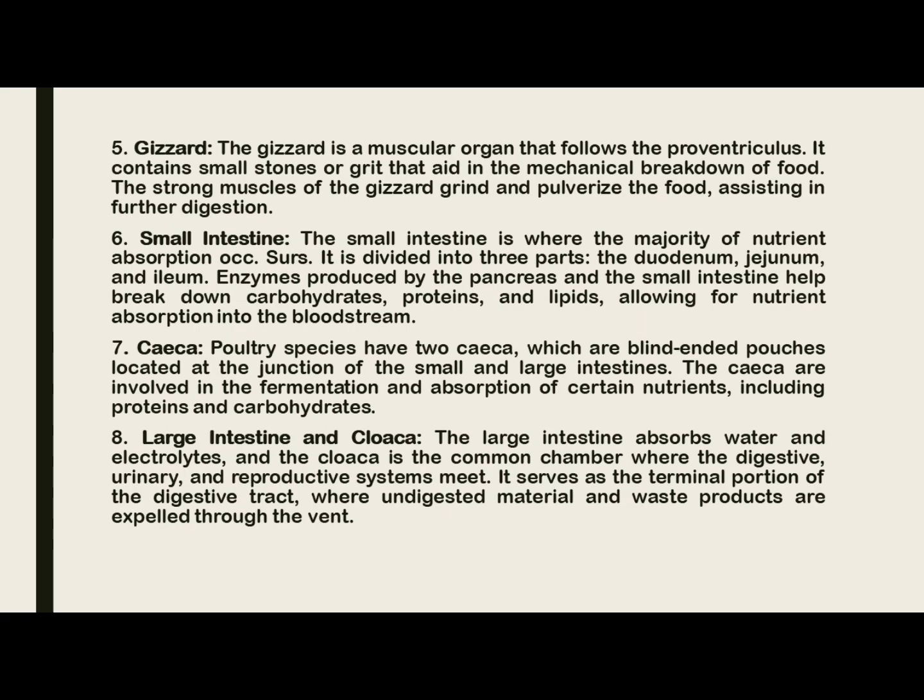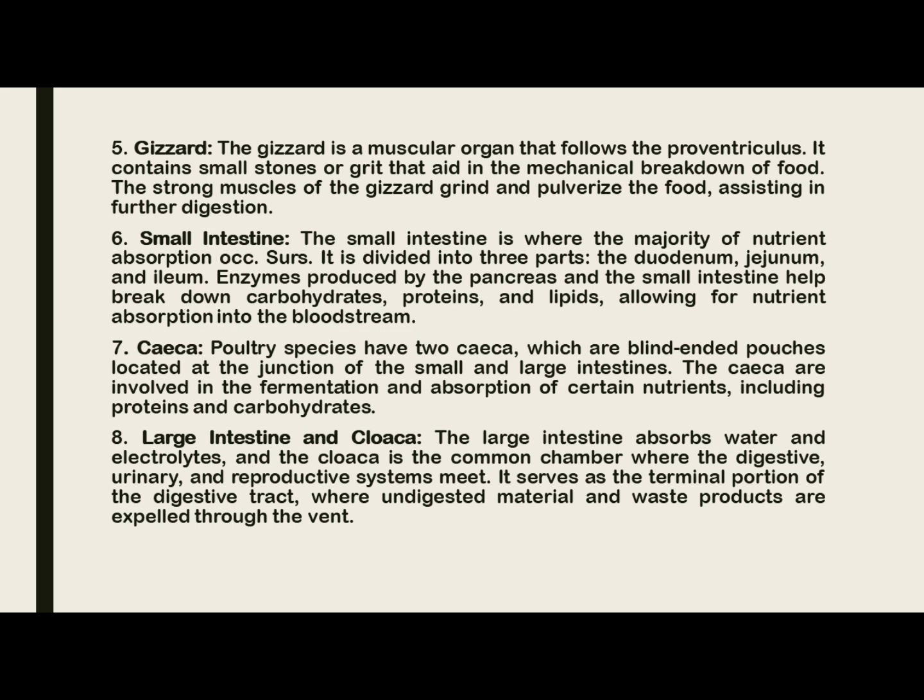Gizzard. The gizzard is a muscular organ that follows the ventriculus. It contains small stones or grit that aid in the mechanical breakdown of food. Small intestine. Small intestine is where the majority of nutrient absorption occurs. It is divided into three parts: the duodenum, jejunum, and ileum.